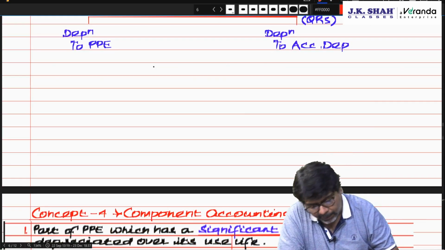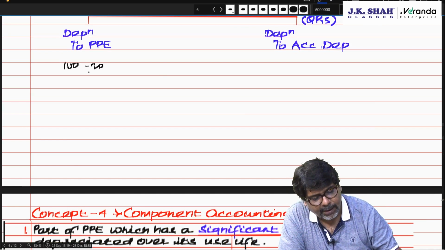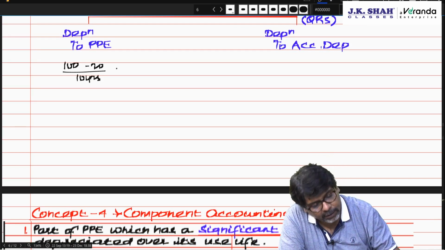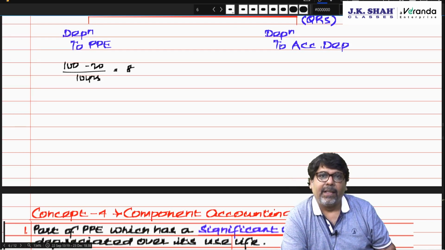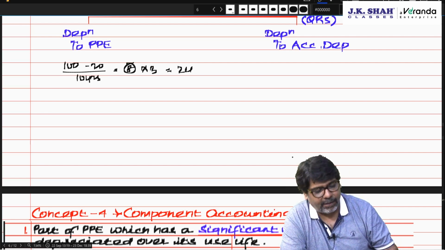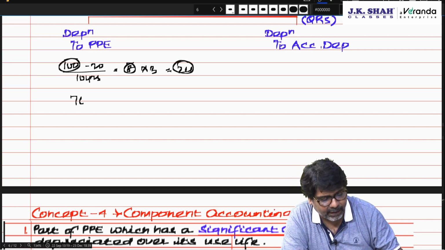Now chartered, suppose an asset is 100 rupees, scrap value 20, depreciation life 10 years. Correct? So depreciation is how much? 8 rupees. 3 years of depreciation gone. So 8 times 3 is 24, the depreciation. The value of the asset remaining is 100 minus 24, that is 76.